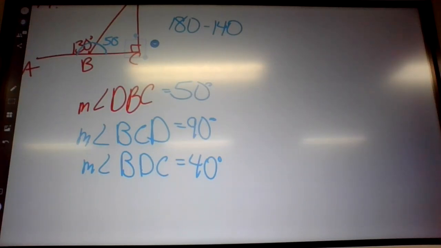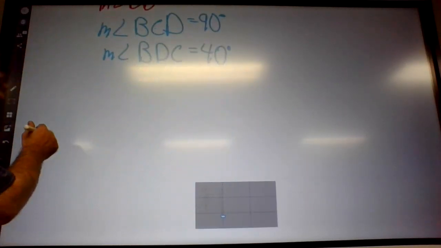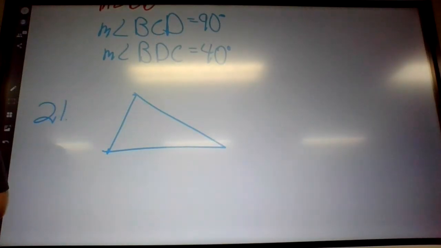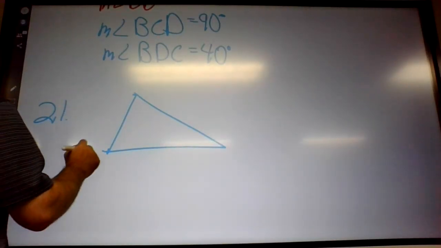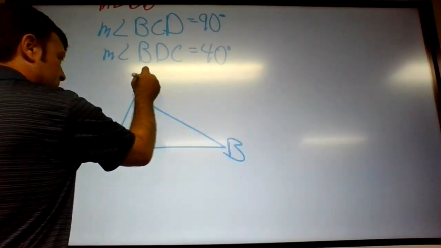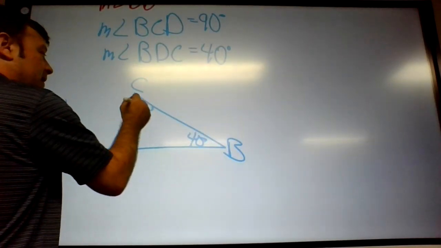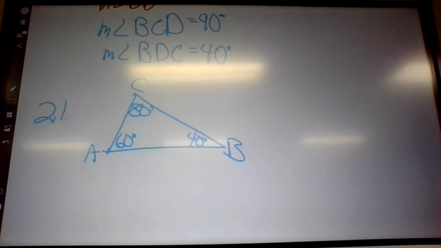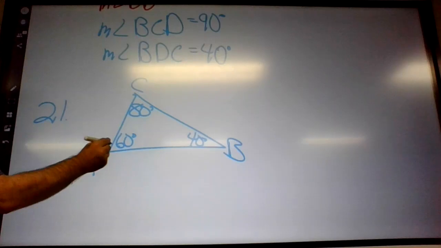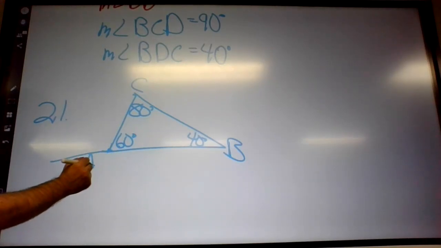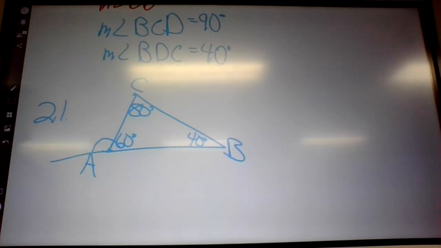21, state the measure of the exterior angles to angle ABC. So it says ABC 60, 40, 80. An exterior angle is when you extend one of these sides. So you could extend this side for the exterior angle, or you could extend that one. But either way, you get kind of the same angle right there.